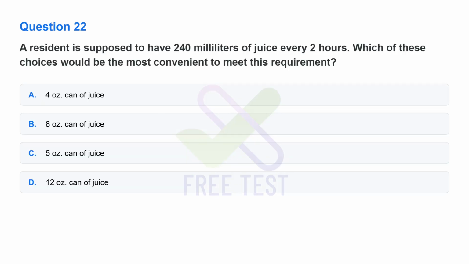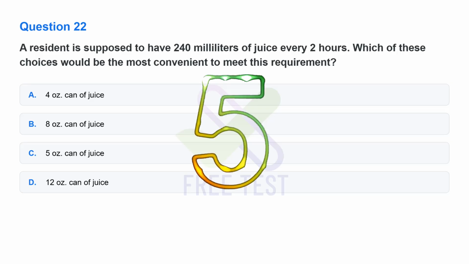A resident is supposed to have 240 milliliters of juice every 2 hours. Which of these choices would be the most convenient to meet this requirement? A. 4 ounces can of juice. B. 8 ounces can of juice. C. 5 ounces can of juice. D. 12 ounces can of juice.